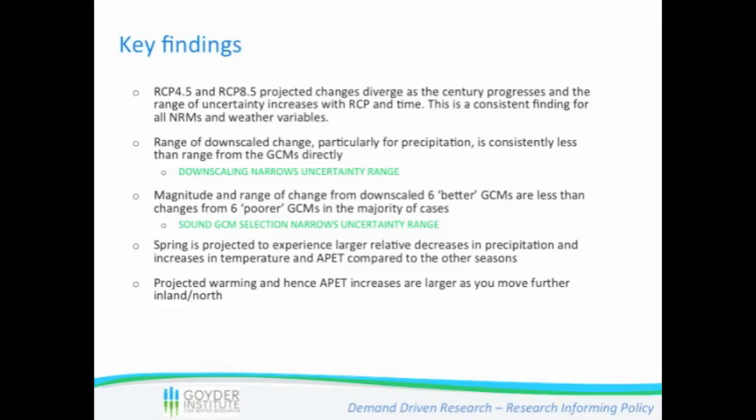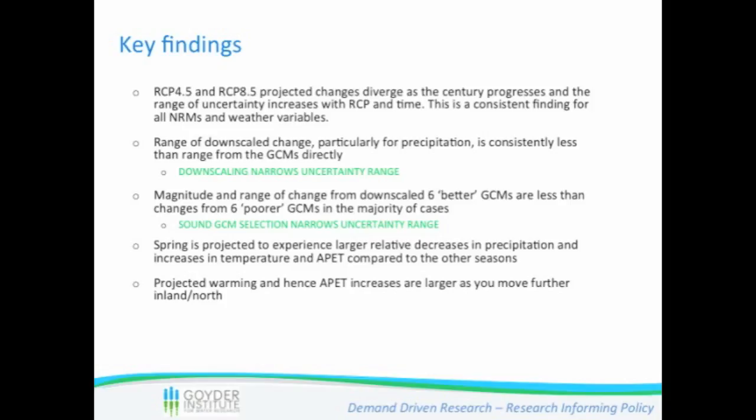When we look at assessing GCMs for their ability to reproduce the key drivers that are important, as Chai went through in his research, we classified 6 better and 6 poorer GCMs, and the magnitude and range of change from the better GCMs is less than for the poorer GCMs when we downscale from them in the majority of cases. So the majority of NRM regions, seasons and variables. That suggests that sound GCM selection also narrows the uncertainty range.